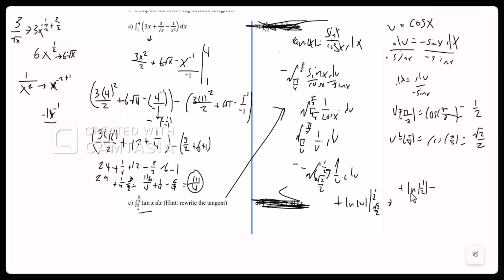So it's going to be positive natural log of, oh no, sorry, it's going to be natural log of absolute value of square root of 2 over 2, minus natural log of absolute value of 1 over 2. So this is going to be your answer for the C down here.